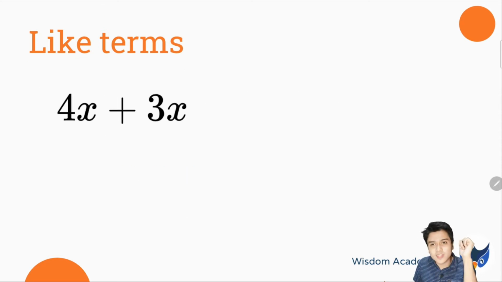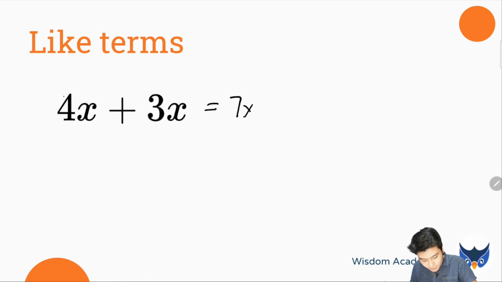So, anong mapupulot natin sa like terms? One cool thing na mapupulot natin sa like terms, kapag like terms yung dalawang terms, pag in-add or subtract mo sila, pwede mo silang i-simplify. So, as you can see, 4x plus 3x, pwede mong i-add yung coefficients nila. So, yun yung main takeaway natin dito sa like terms. So, 4x plus 3x, if you add that, you would get 7x.